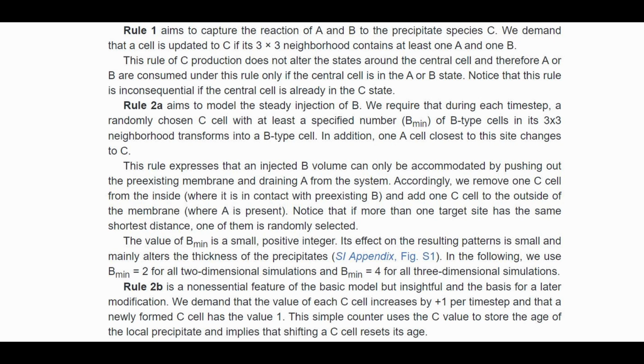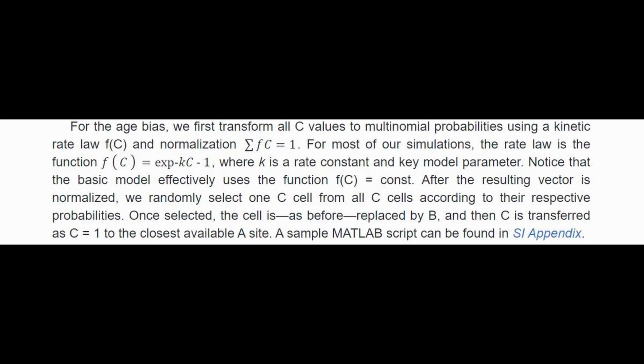Rule 2b. Aging of precipitate. Each C cell has an age counter that increments with each time step. New C cells start with an age of 1. This aging is crucial because it affects the likelihood of the precipitate being replaced in Rule 2a. The authors explore how the aging of the precipitate affects pattern formation.